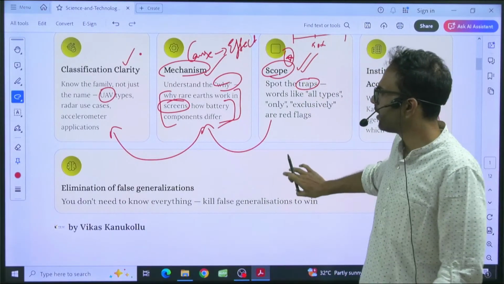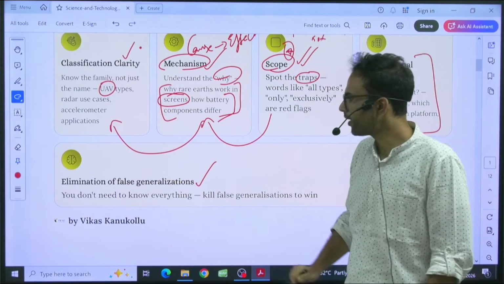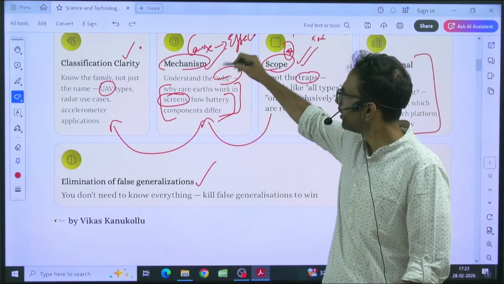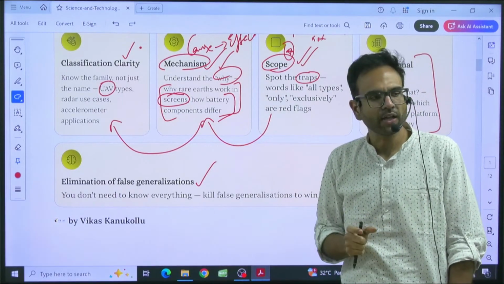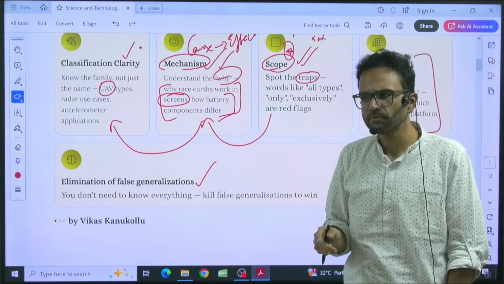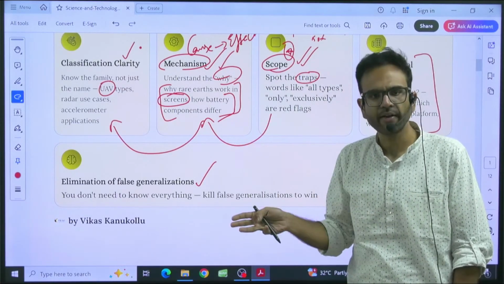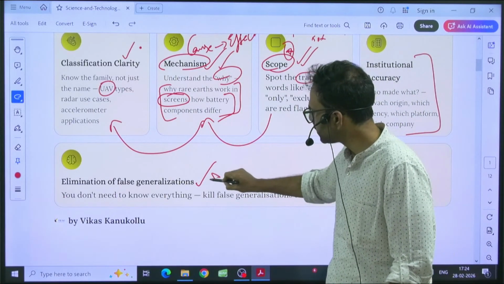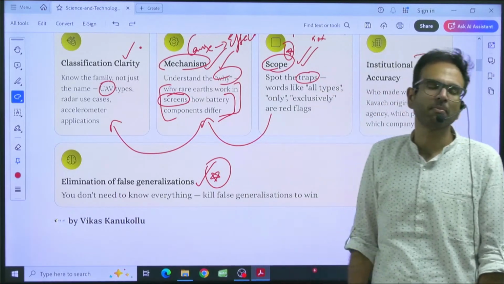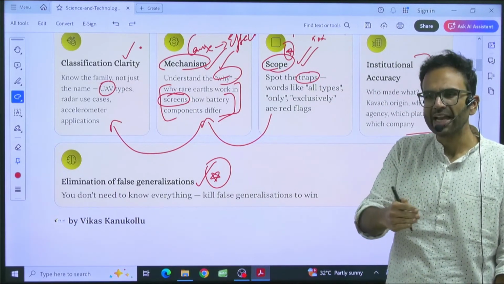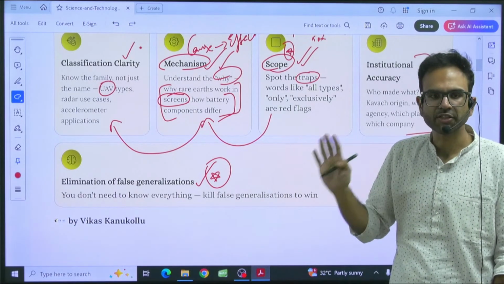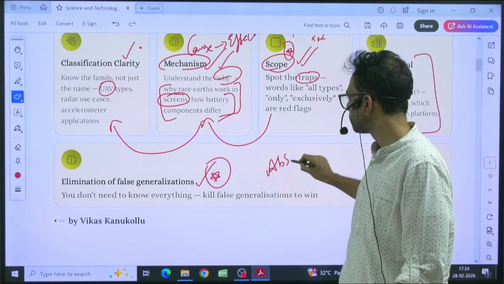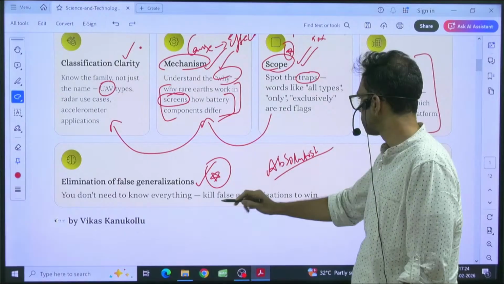Clear? Now, finally, the most important and the easiest one is that when you understand the mechanism here, any false generalization made on that mechanism can easily be eliminated. In your science and technology options, I want you to first identify this in the multi-statement questions or the options. Eliminate the false generalization. So here also you will see absolutist statements. Clear?